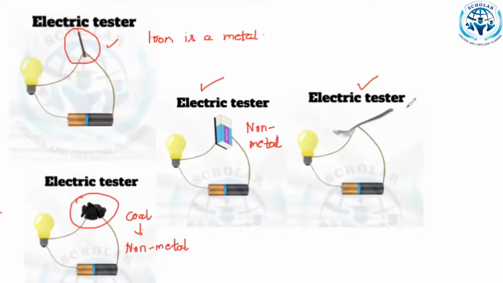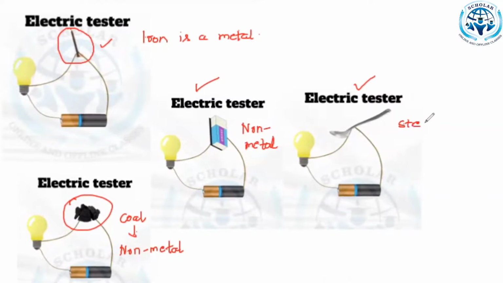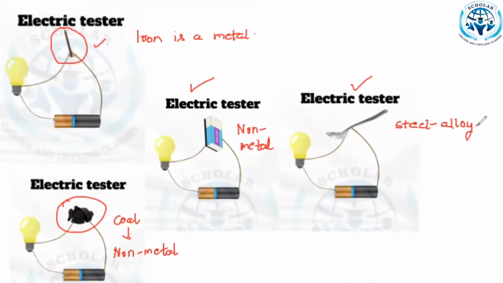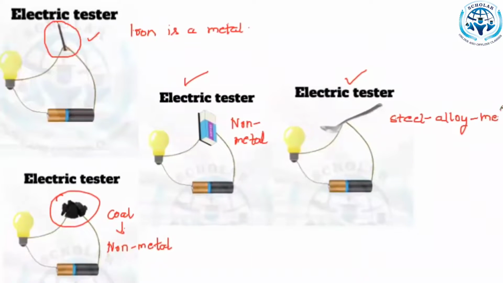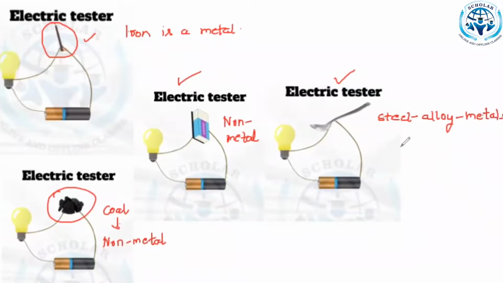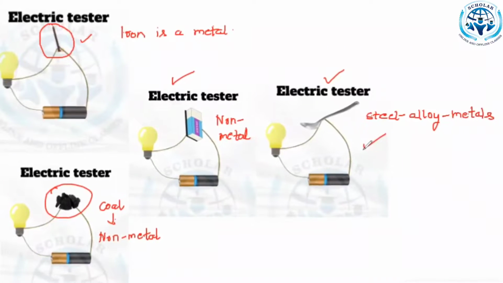Now come to the fourth one. What is this? A steel spoon. Steel is an alloy consisting of metals. So what do you think? What will happen? Yes, electricity will flow in this circuit as metals are good conductors of heat and electricity.